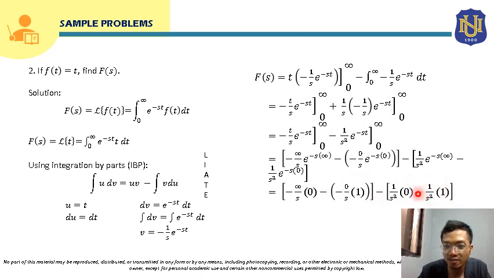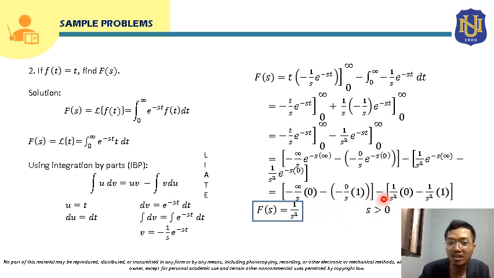Now, this will be negative times negative, so that will become positive 1 over s squared. So this will now be the Laplace transform of the time variable function equal to t. This is already the Laplace transform of t, and it is applicable for s greater than 0. It cannot be 0 because if it is 0, this will become undefined. So the Laplace transform of t is 1 over s squared.